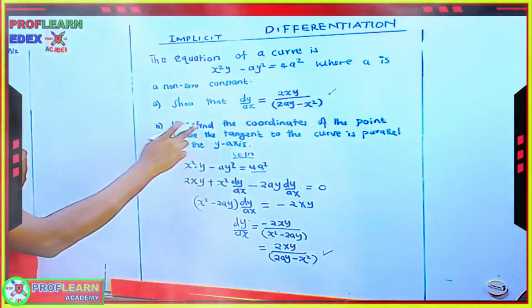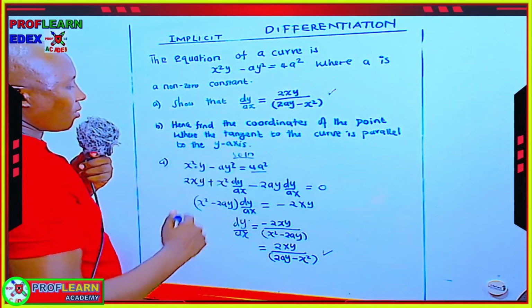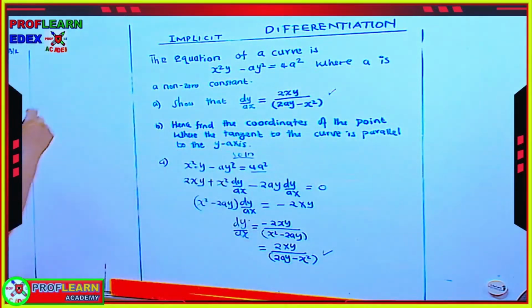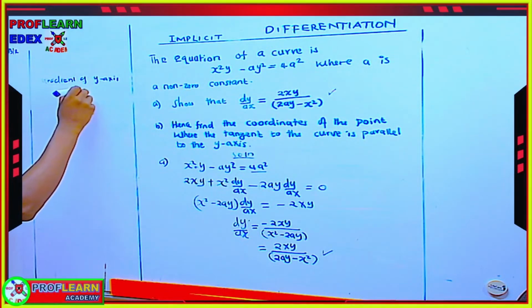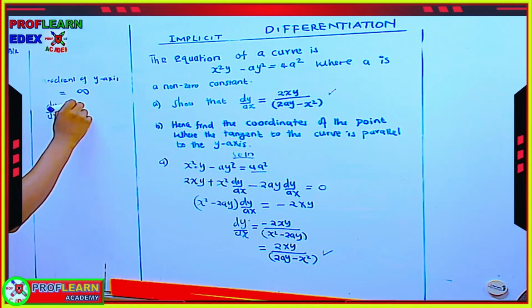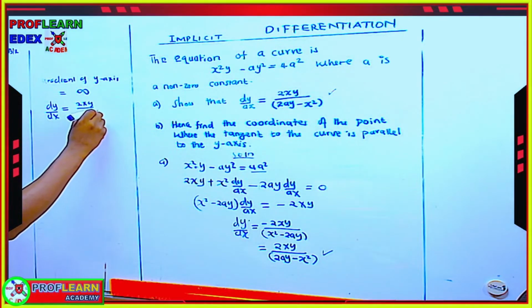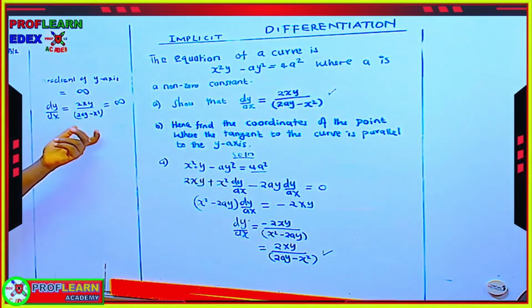Next part, you are told, hence find the coordinates of the point where the tangent to the curve is parallel to the y-axis. So remember, gradient of y-axis equals infinity. So meaning the dy dx of the curve, which is 2xy over 2ay minus x squared, is going to be infinity. How are we going to have this gradient in infinity?